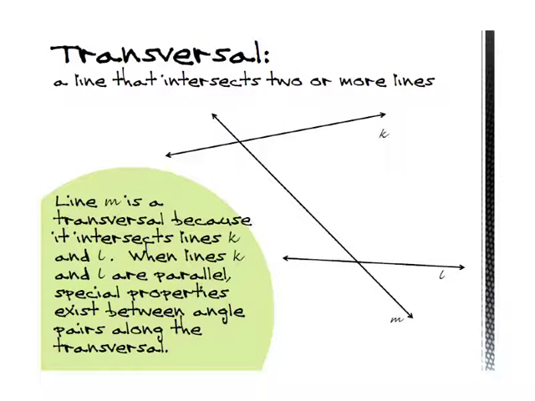A transversal is a line that intersects two or more lines. So here, line M is the transversal because it intersects line K and line L. Every time a transversal intersects two lines, 8 angles are formed.